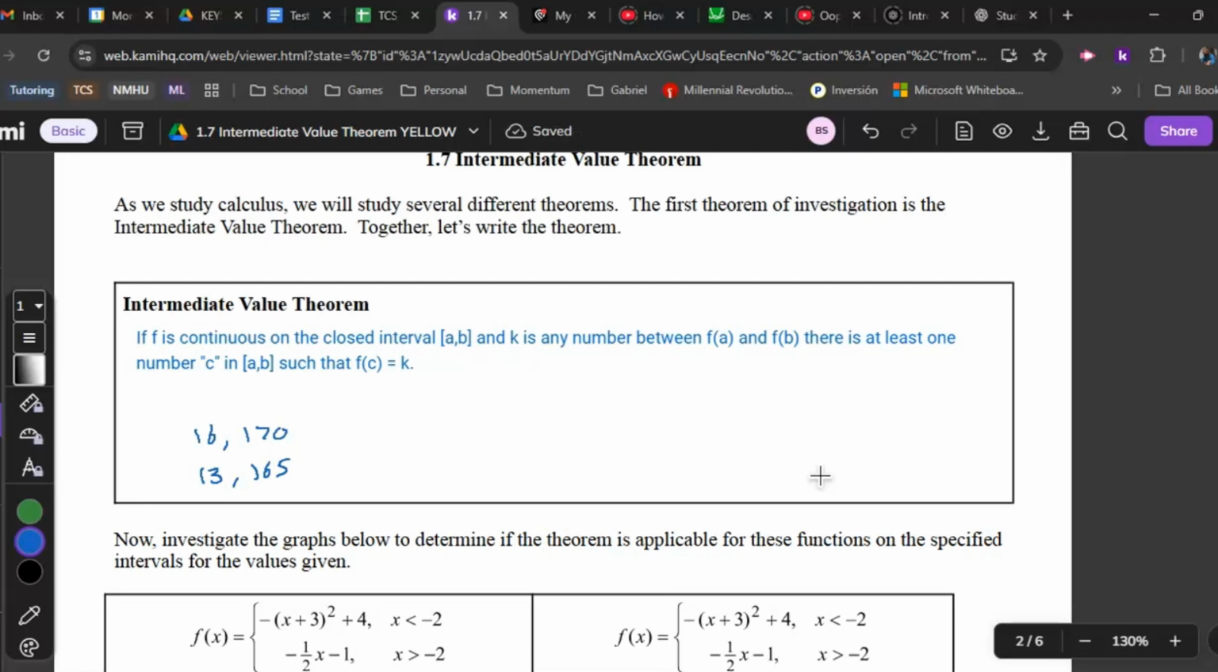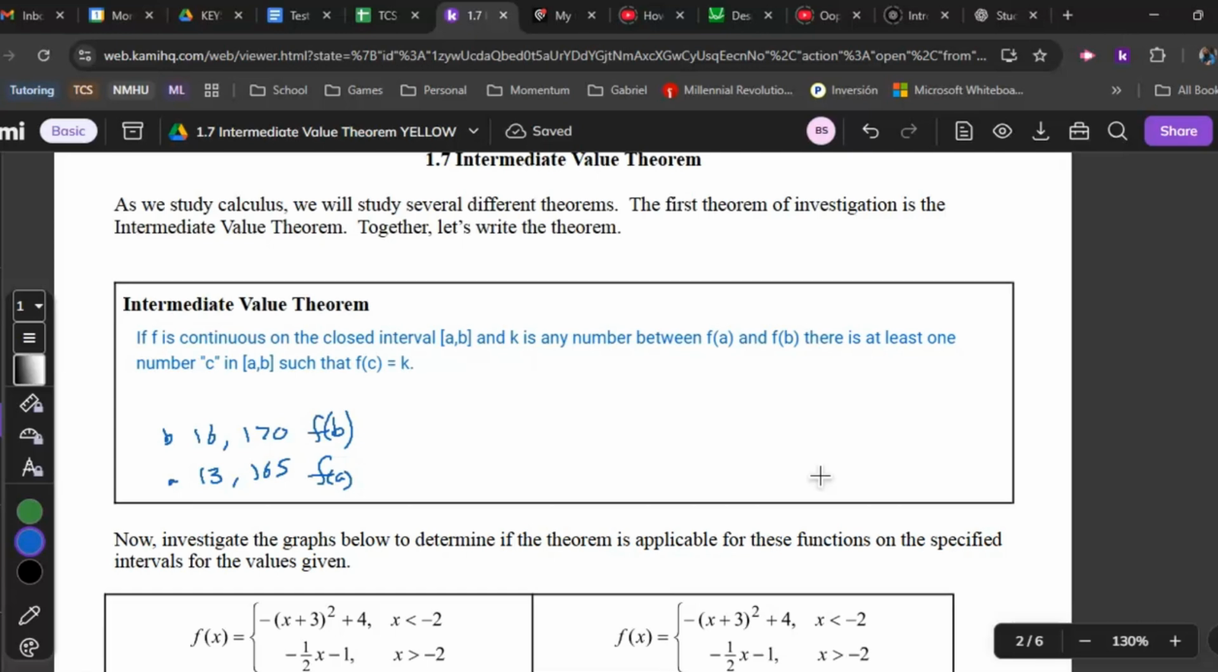Guys, these are my a and b points. Technically, this is a, this is b. This is f of a. This is f of b. What I'm saying is that some number c in between a and b, or really f of c in between, is going to exist.